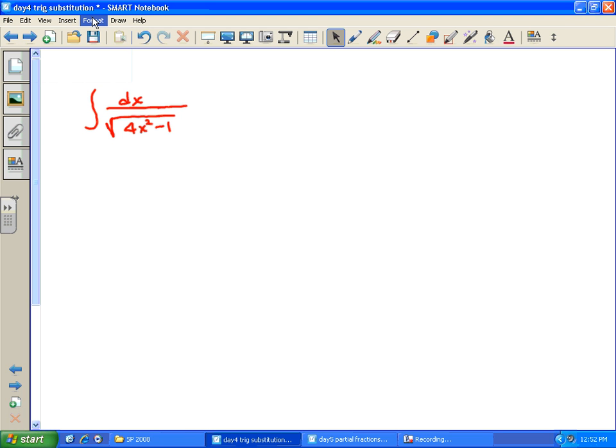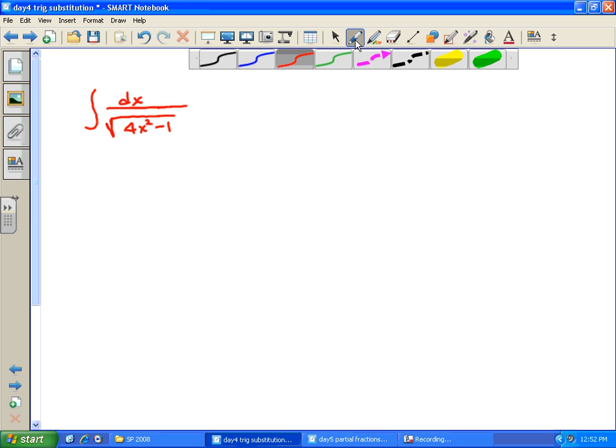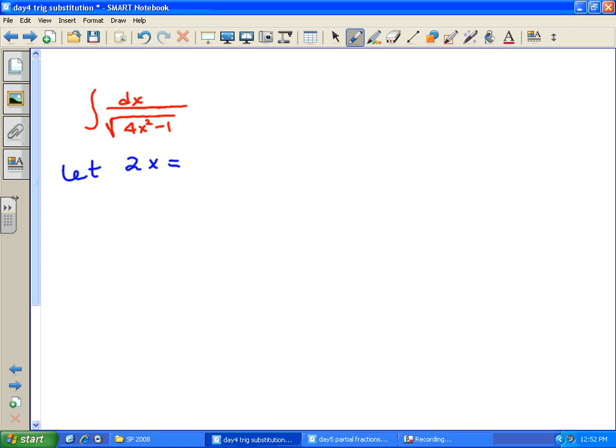Okay, and the suggestion that I'm making for these types of questions, where instead of just x squared plus or minus a constant squared, you have something times x squared, is to use this substitution. Let 2x be equal to, what is it, a sine theta, a cosine theta, etc. And how did I come up with 2x? Basically, that 4x squared is the perfect square of 2x, right? So instead of saying let x be equal to something, we're going to say let 2x be equal to.